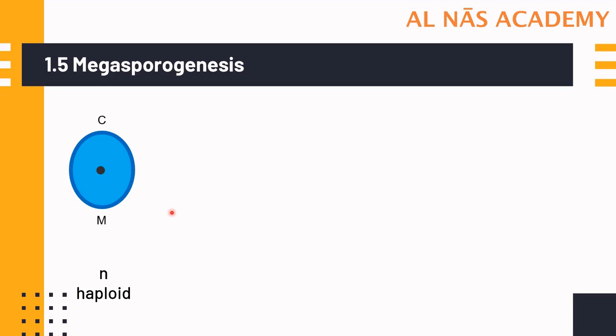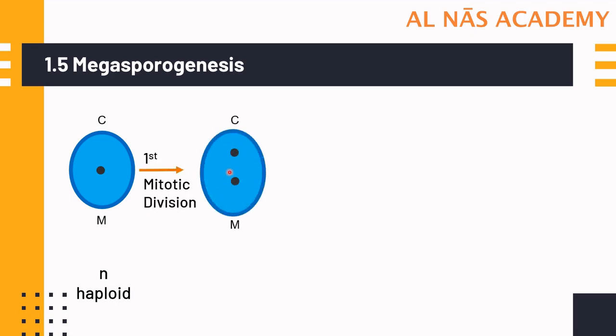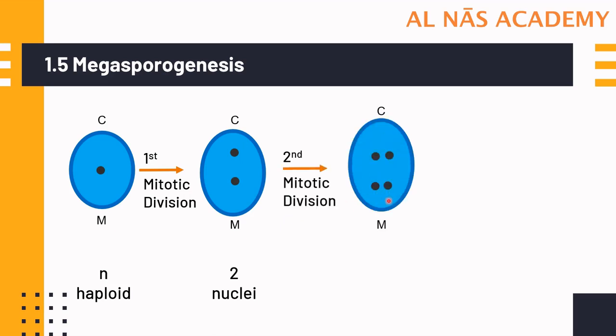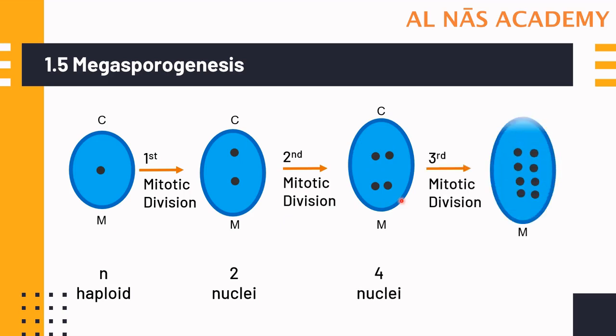So the nucleus is going to divide mitotically, giving rise to two nuclei. Now two nuclei are formed. These two nuclei will again undergo a second mitotic division, giving rise to 4 nuclei. These 4 nuclei will again undergo the third mitotic division, giving rise to 8 nuclei. So now after 3 mitotic divisions we have 8 nuclei.